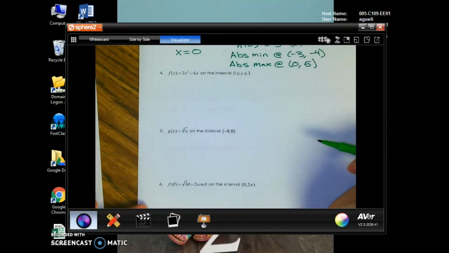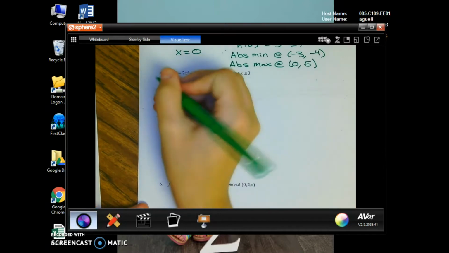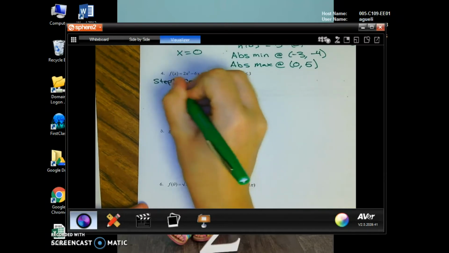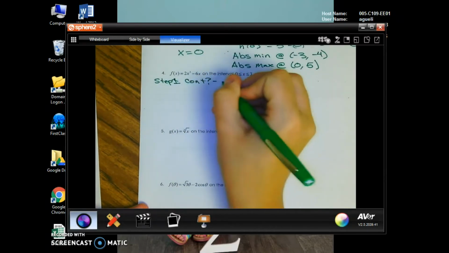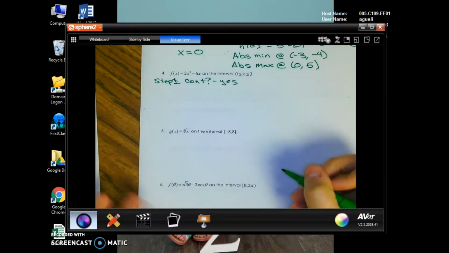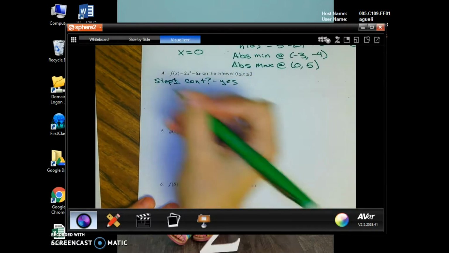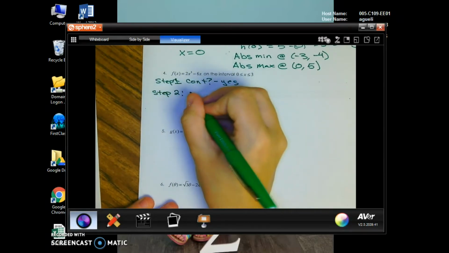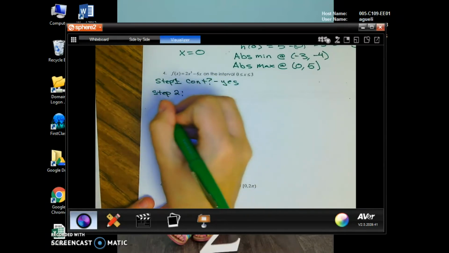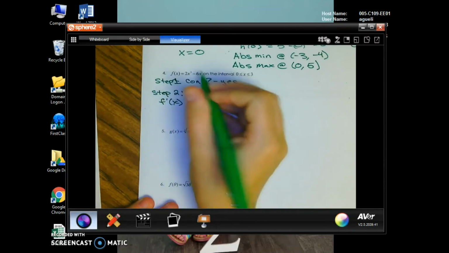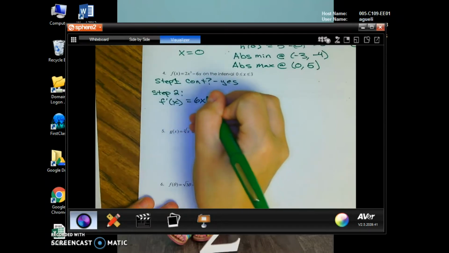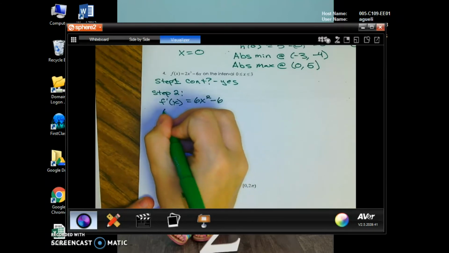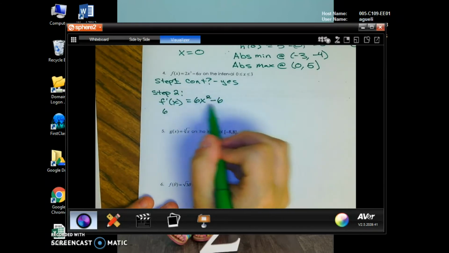Okay, up next in this number 4, again, the first step I want to do is make a conclusion about its continuity. So I say step 1, is it continuous? And I say yes. Okay. And then I'm going to take the derivative. So step 2 is going to be to take the derivative. So here it's an f, so I'll say f prime of x is 3 times 2 is 6. Subtract 1 from the exponent, minus, and then I have 6 there. So then I'm supposed to take that derivative and set it equal to 0.